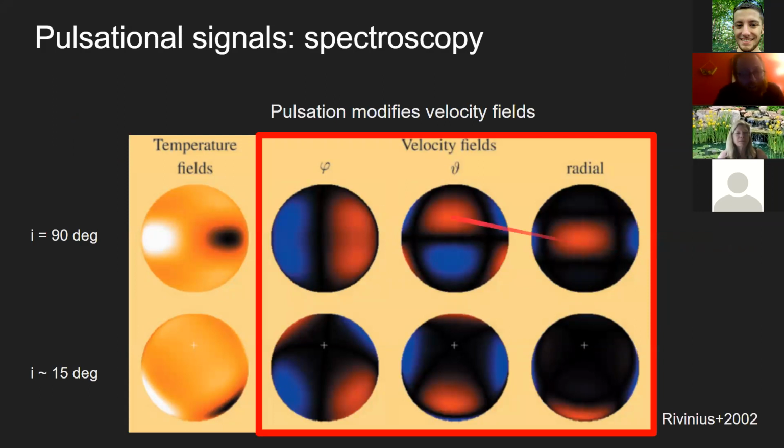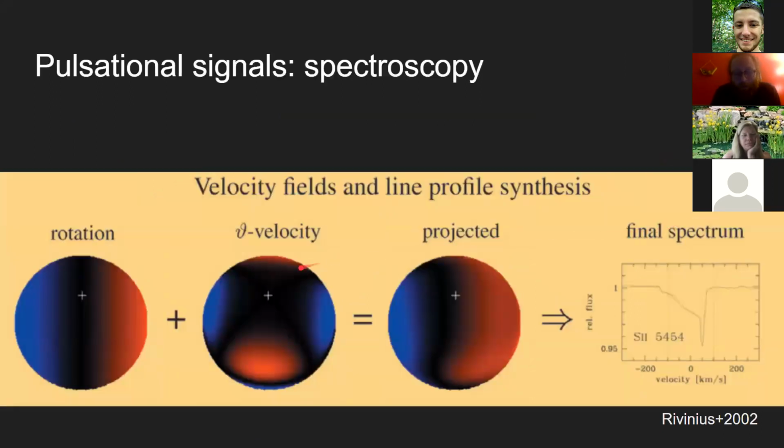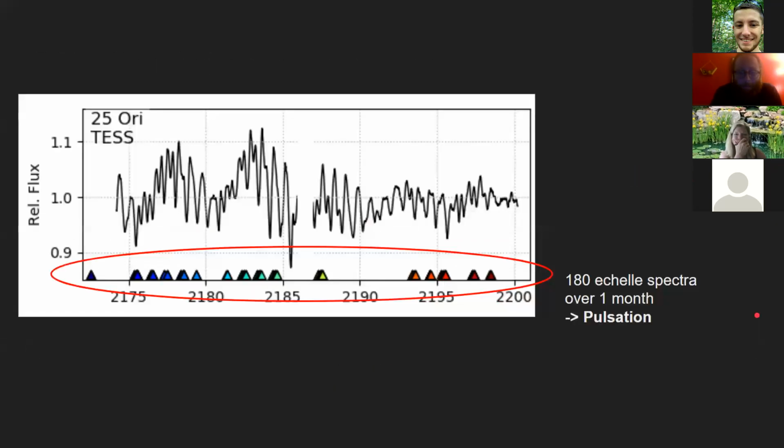But in addition to brightness modulation, pulsation also modifies the velocity field on the surface of a star. So if you convolve the velocity field from pulsation with the rotational velocity of the star, you get these distorted velocity fields, which leads to distortions in the line profile. And from this, you can extract information about the pulsation modes acting in the photosphere.